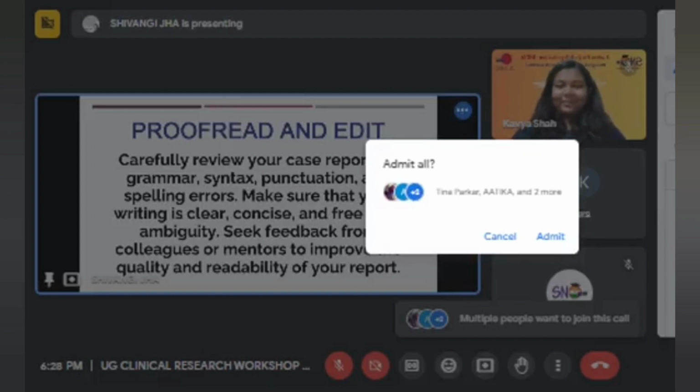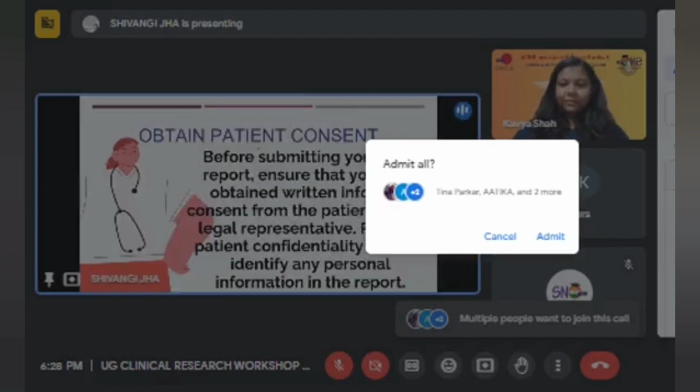Followed by that, let's come to one of the important parts. Do not mess up on this. This is obtaining patient consent. Before submitting your case report, ensure that you have obtained written informed consent from the patient or their legal representative.